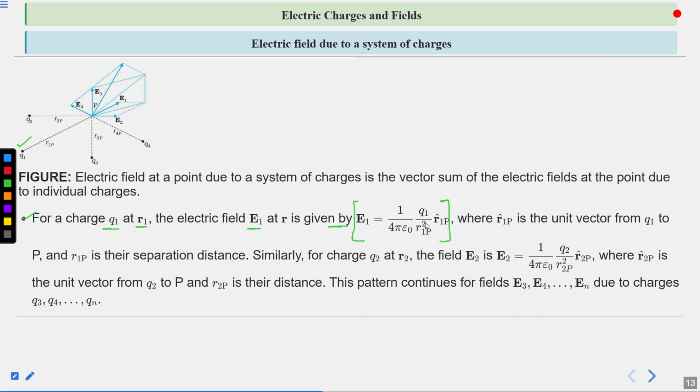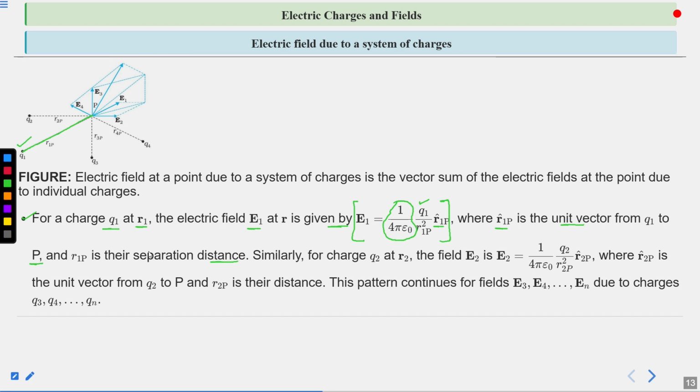Here, for the understanding, Q1 is the charge, and 1 upon 4 pi epsilon naught is the constant term if we talk about in vacuum. r1P is the position vector from the point P if we talk about the charge Q1. So it will be r square 1P according to formula, and r cap 1P is the direction of the electric field. r cap 1P is the unit vector from Q1 to point P. r1P is their separation distance. So this is all about the charge Q1.